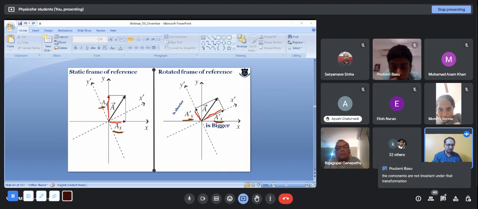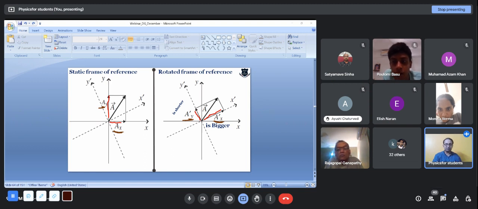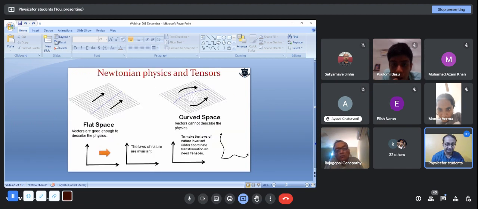Yeah, the components are not invariant under the transformation. I mean to say, the components are not invariant, but the vector remains invariant. The components a prime x, a prime y change, but the main vector will remain the same. So now you see that from flat space we are moving into curved space. That means the mathematics of flat space won't work out.